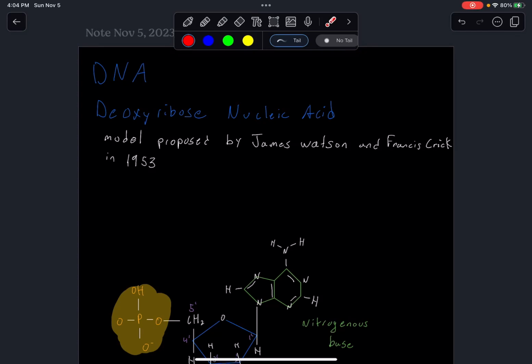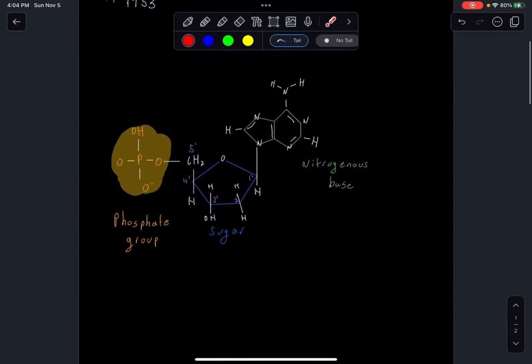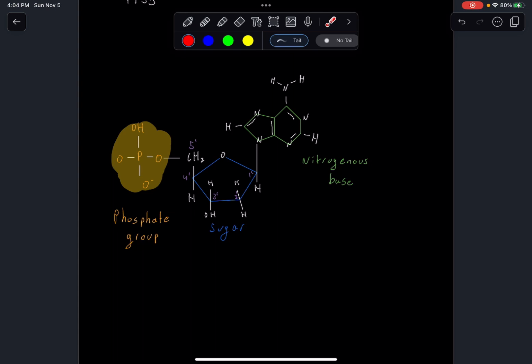So today we are going to be talking about DNA, also known as deoxyribose nucleic acid or deoxyribonucleic acid, which is just taking these letters away, the S and the E. Now the model for DNA was proposed by James Watson and Francis Crick in 1953 and was accepted by scientists when it was proposed. Now the structure of DNA, the one that they proposed, is the 5-carbon sugar, found right here, a nitrogenous base, and a phosphate group.